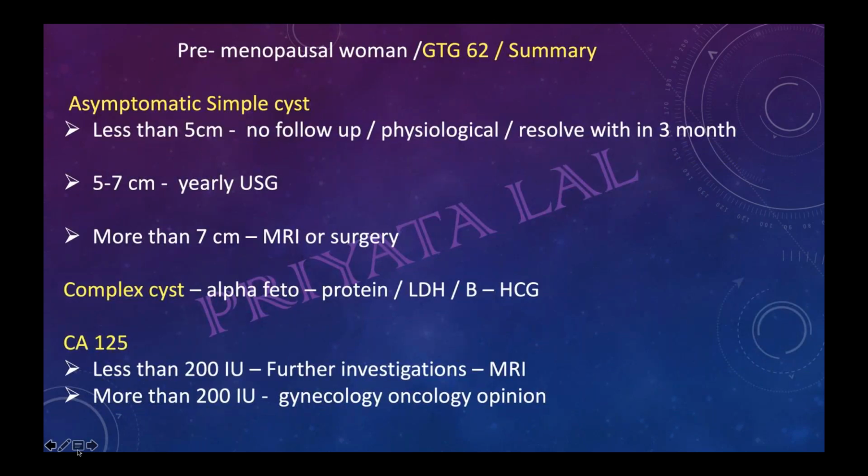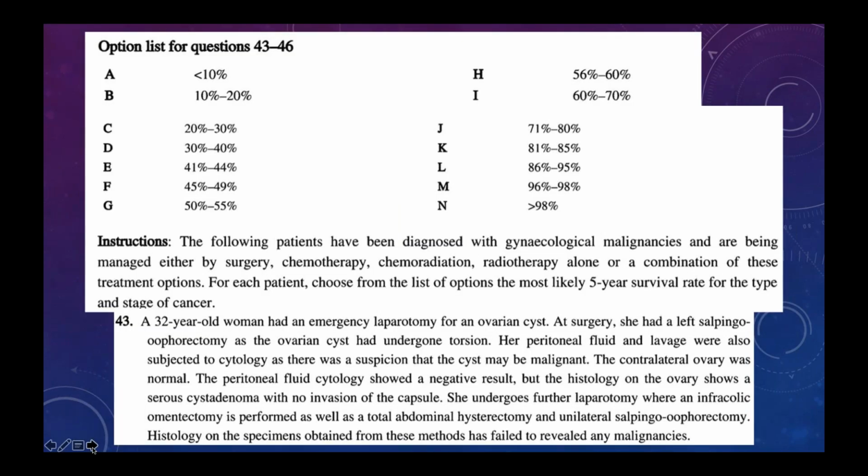Okay. So whenever you do a question, always see whether only scan finding is given or additional CA 125 is given. If additional CA 125 is given, your answer will change. This is from the guideline only. Too much big question. So now they want to ask you 5-year survival.